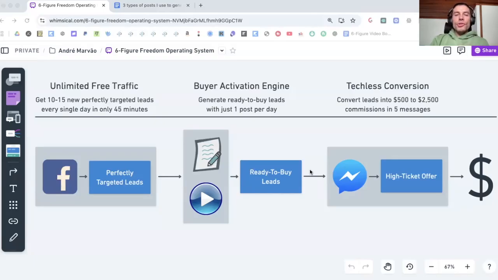In this video, I'm going to share 3 types of posts I use to generate ready-to-buy leads. Before we dive into it, let me give you an overview of the system I use to make $500 to $2,500 commissions without funnels, paid ads, or a big following, which I call the six-figure freedom operating system, and that's what you see on your screen right now.